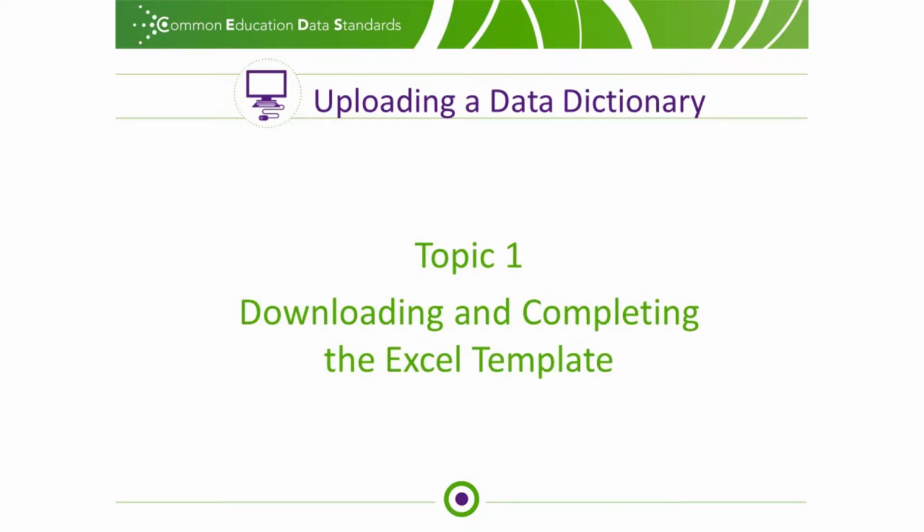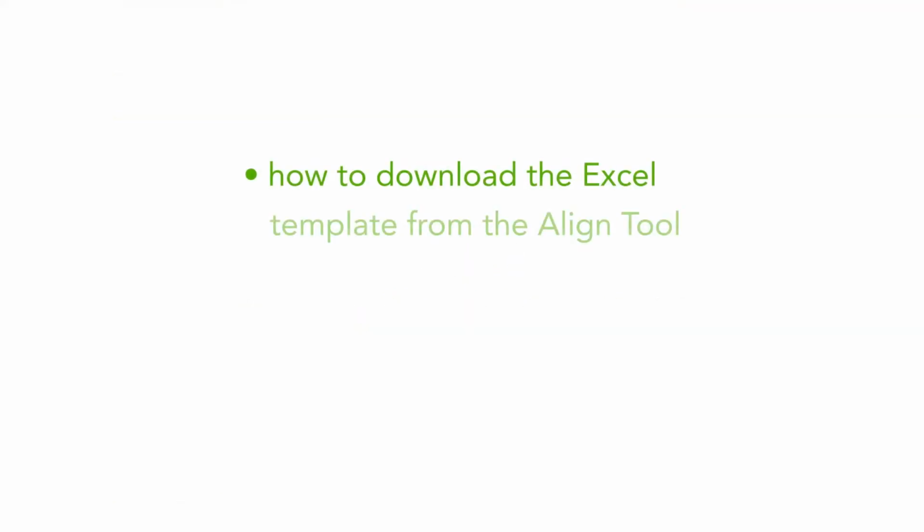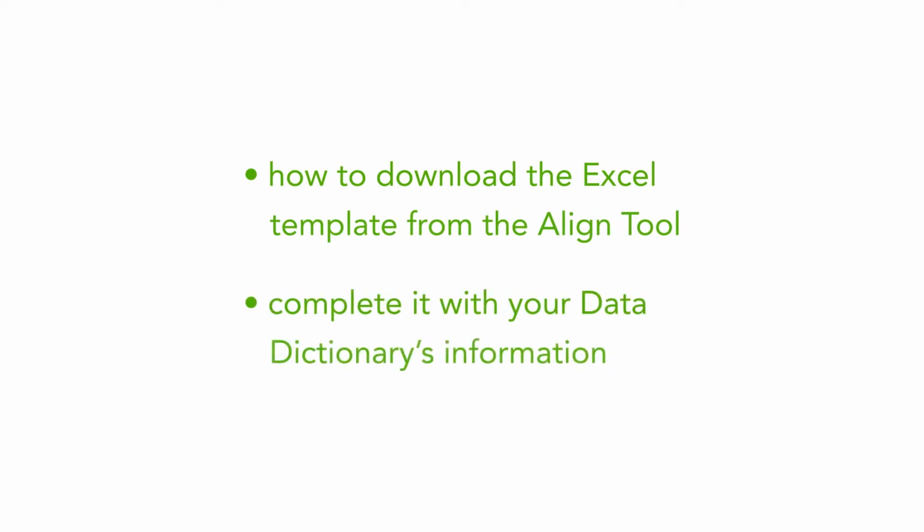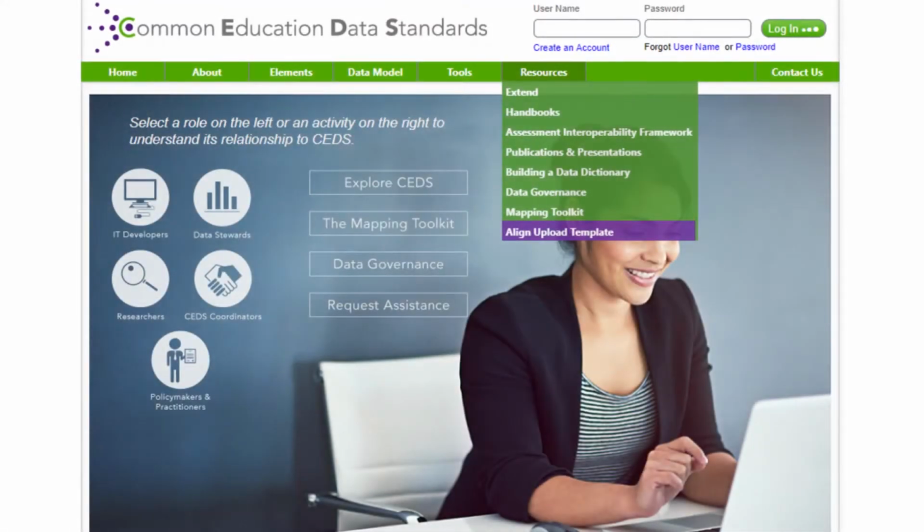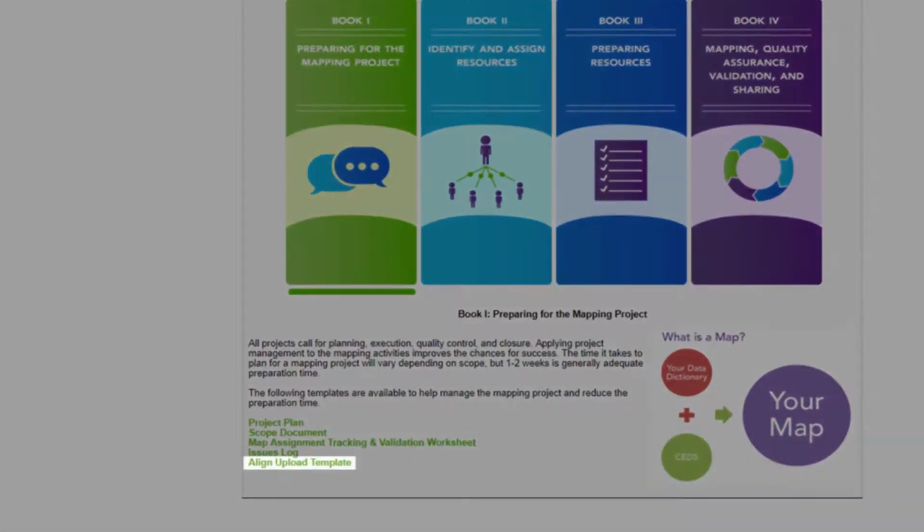Downloading and completing the Excel template. Topic 1. This topic will explain how to download the Excel template from the Align tool and complete it with your data dictionary's information. The template can be downloaded without being logged in. It can be accessed from the toolbar under Resources or from Book 1 of the Mapping Toolkit.